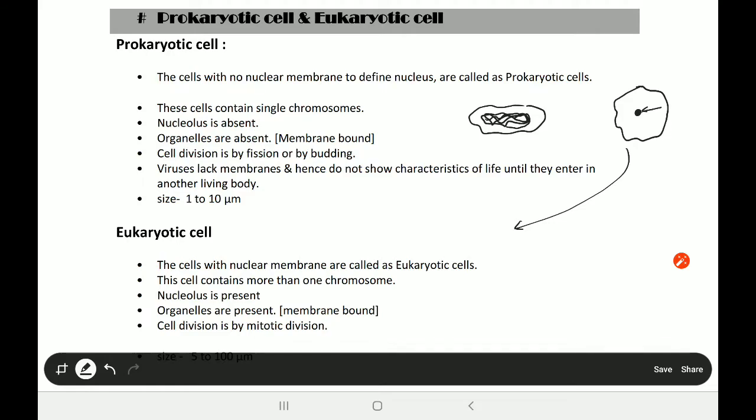Prokaryotic cells are always single-celled. They have a single chromosome, and they cannot form a tissue or organ. Prokaryotic cells are single-celled, so they remain alone like that.